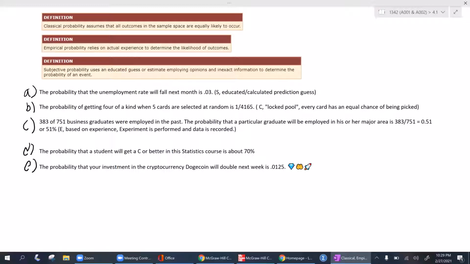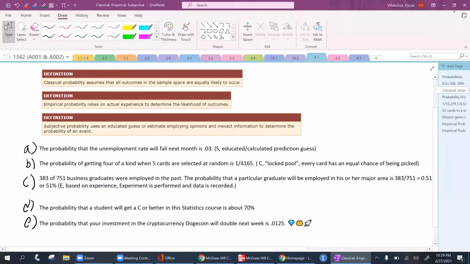Let's go ahead and go to part E. The probability that your investment in the cryptocurrency Dogecoin will double next week is 0.0125. That right there will be subjective probability, which uses an educated guess or an estimate employing opinions and inexact information to determine the probability of an event. So be sure to go through different examples of these until you really lock them down in the homework.